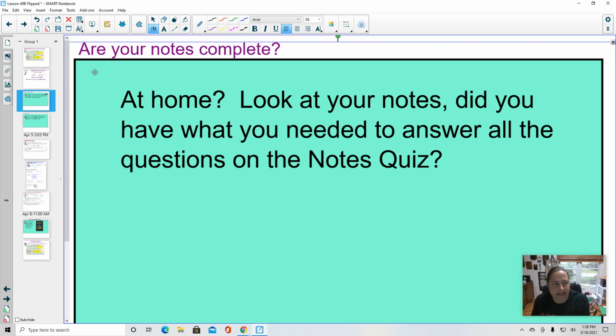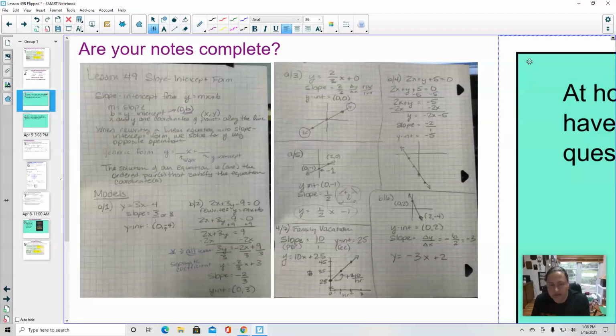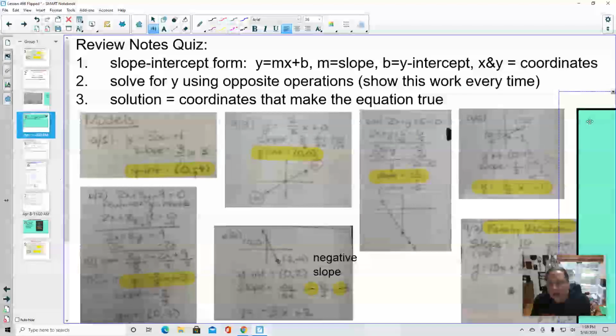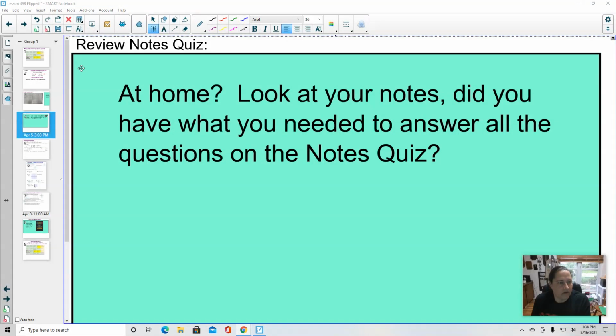All right. If you're at home, make sure that you look at your notes. Did you have what you needed to answer the notes quiz? So this is what your notes should have looked like. Notes, and then there were 7 different models that you needed to work through. So let's talk about the quiz really quick and go over these.